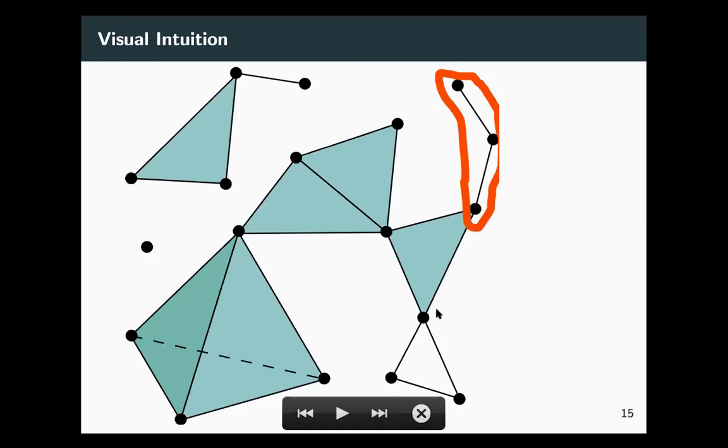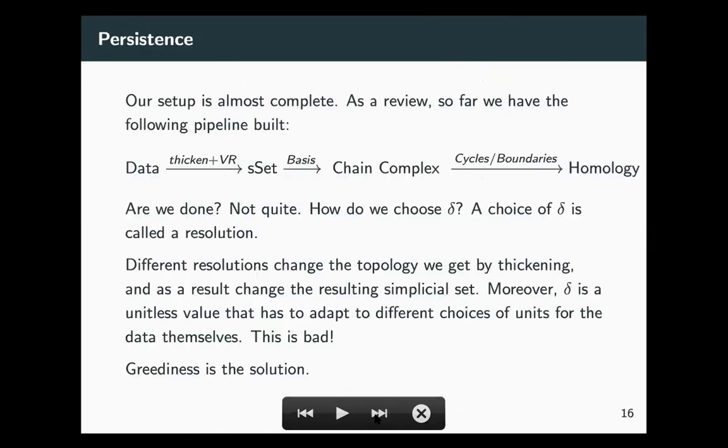But basically what I'm saying is this guy generates homology. This guy might generate homology. It's unclear from the image. And this guy definitely is ignored by homology. And then this guy is ignored by homology as well.